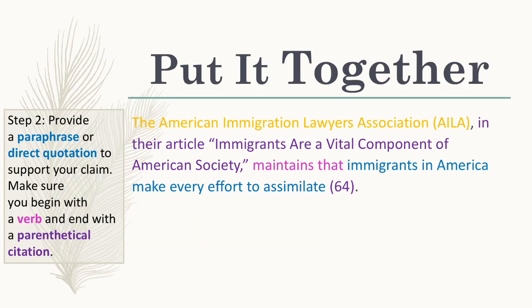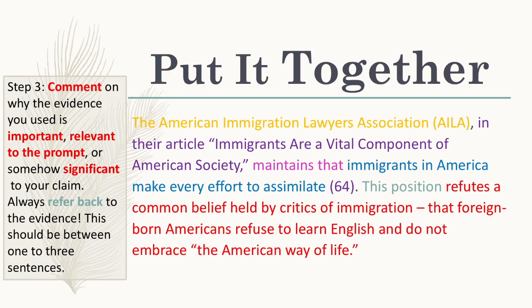So now let's look at the third step, which is how they commented on why the evidence they used is important or relevant or significant. So they said this position, and that's where they refer back to the evidence, refutes a common belief held by critics of immigration that foreign-born Americans refuse to learn English and do not embrace the American way of life. So in this case, their explanation, that's in red, is the information that tells us how this quote is significant to the prompt. Basically, they're telling us what to think about their evidence.